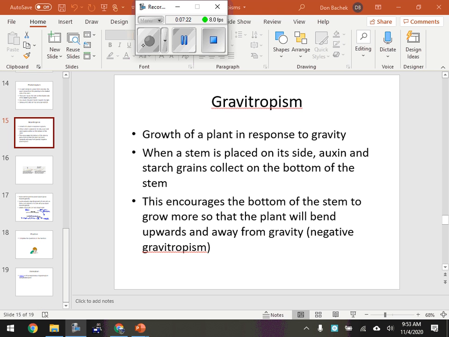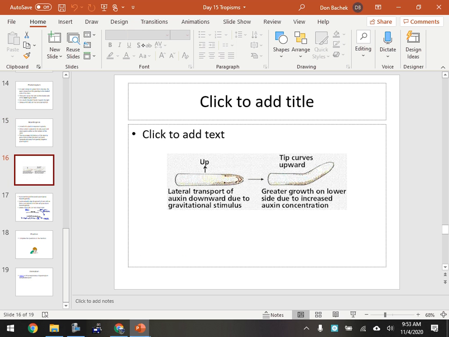Again, gravity will pull everything to the bottom of the stem of this horizontal plant. When it comes to the bottom, it's going to promote growth on the bottom of the plant and not so much on the top. So you get this bending shape here. Again, lateral transport of auxin downward due to gravitational stimulus. So we're basically going to pull everything to the bottom. We should probably have some elongated cells here. And as the bottom part grows, it's going to start to force the plant up again. So greater growth on the lower side due to increased auxin concentration. And that's what's going to happen.